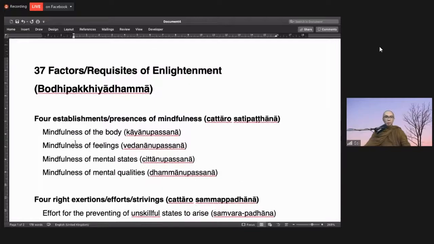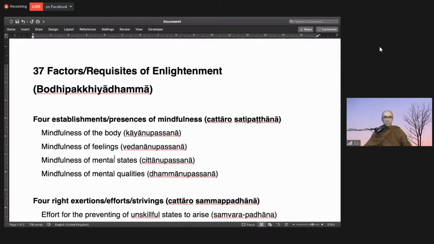For those who have not been here earlier, we are in the 5 faculties. The 5 faculties come under the 37 Factors of Enlightenment or 37 Requisites of Enlightenment. We call it the Bodhipakkhiya Dhamma. Bodhi is the enlightenment, Pakkhiya, factors of enlightenment. Here we have four establishments, four foundations of mindfulness. I just copy and paste only. I didn't have the time to write everything.